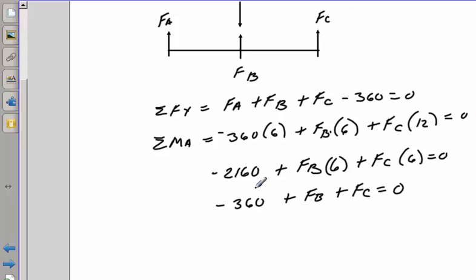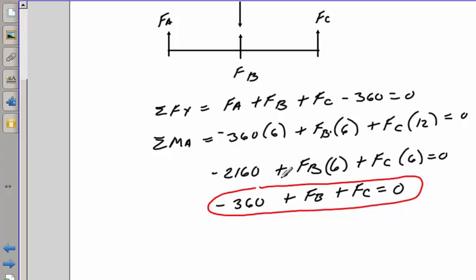So these are your two basic equations, but you're back to the same point as you were in the previous problem: you have two equations, but you have three unknowns.